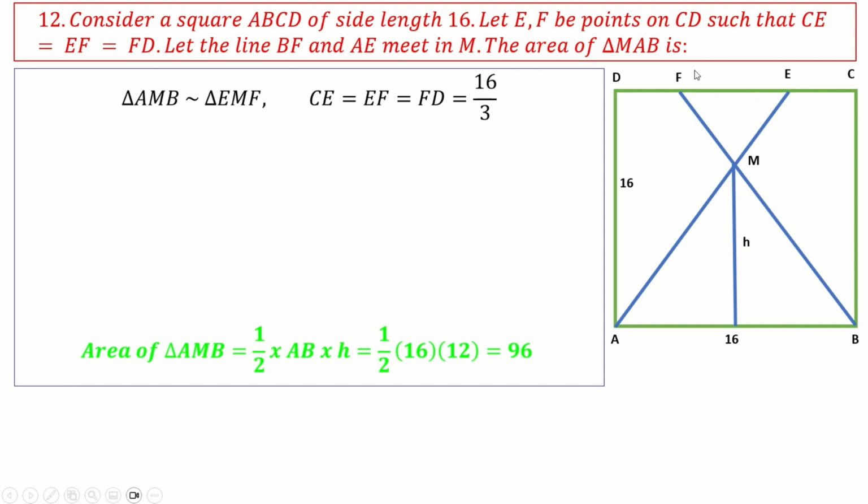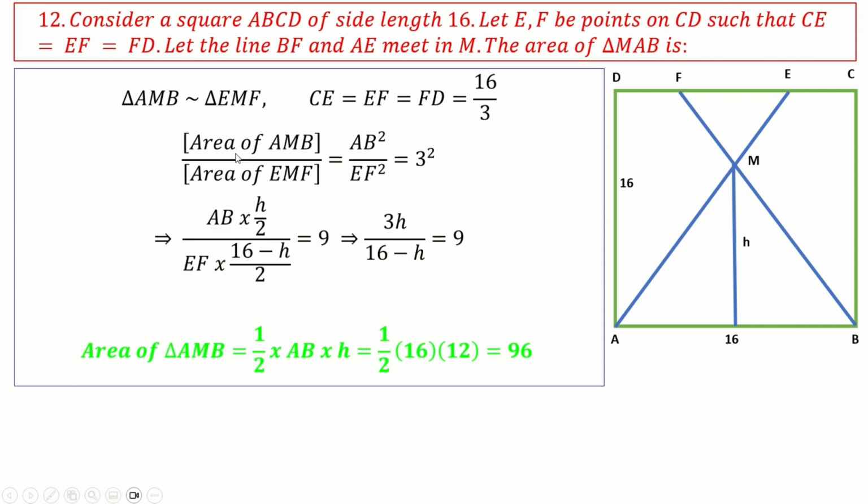So FE equals 16 by 3 because it is 1/3 of CD, correct? So area of AMB by area of EMF equals AB square by EF square, which is nothing but 3 square, because EF is 16 by 3 and AB is 16. So you will get 3 square.